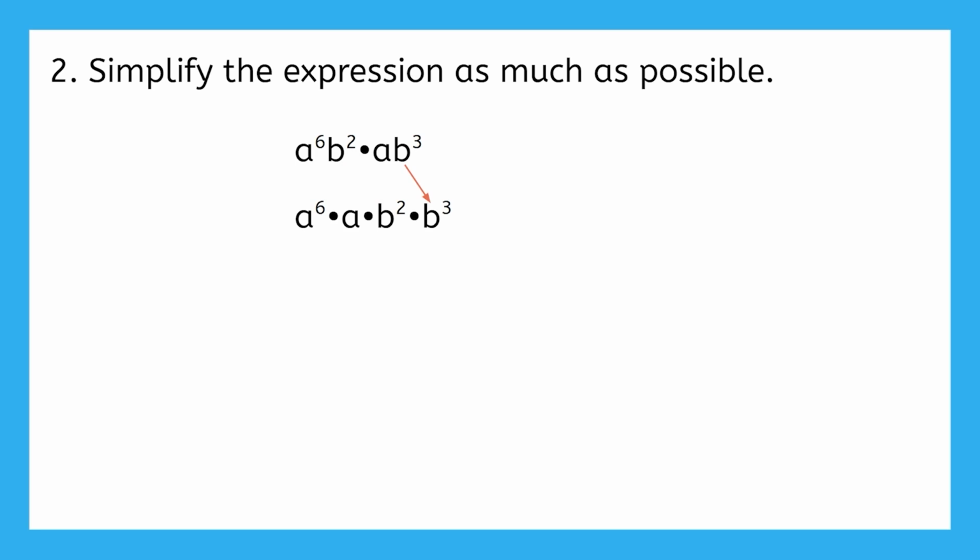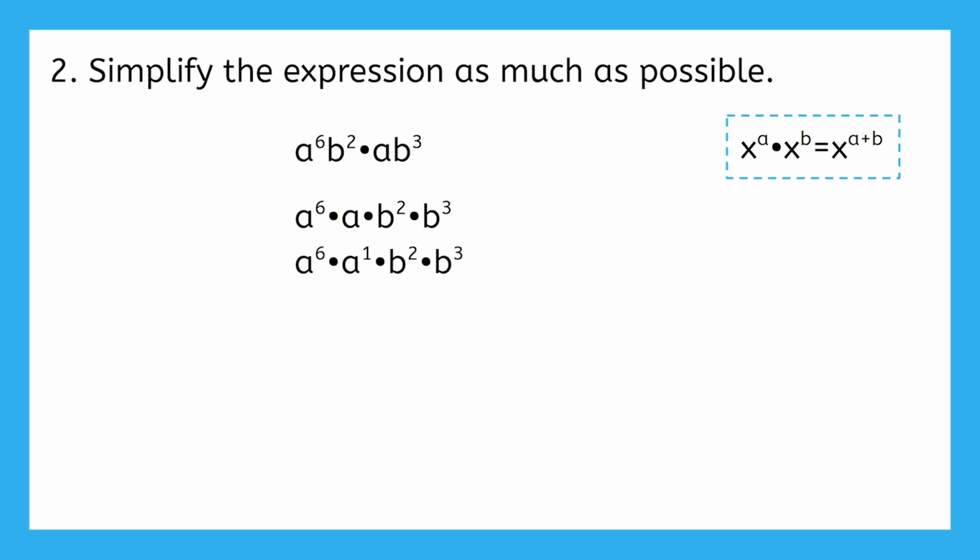That's better. The product of powers property says that when like bases are being multiplied, we add their exponents. But this a doesn't have an exponent. Or does it? If I have an a all by itself, then there's just one a. We can even write in an exponent of 1 ourselves to make sure we don't forget it. Now that we've rearranged things, pause the video and try to finish simplifying this on your own.